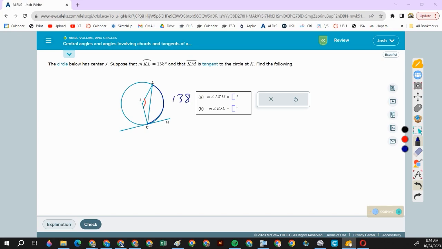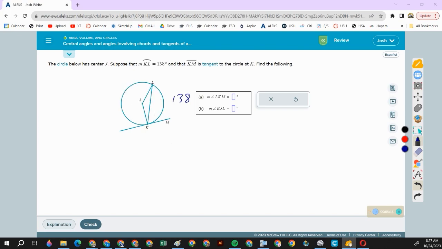What if it was an inscribed angle? What would that angle be? Half of 138. So this angle here, LJK, is 138. It wants to know how big is LKM. So how big is this angle here?